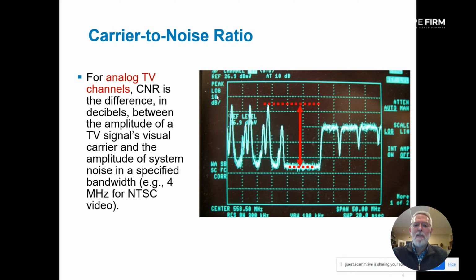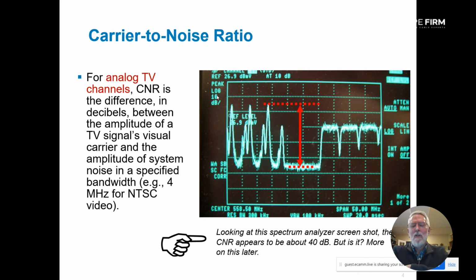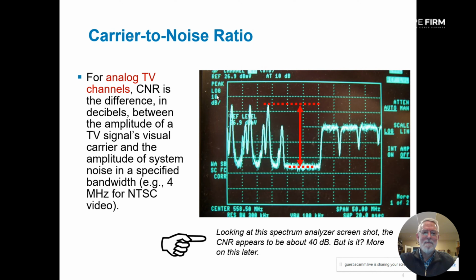Interestingly, if you check Part 76 of the FCC rules, it says that the noise measurement has to be done in a 4 megahertz bandwidth or corrected to a 4 megahertz bandwidth. If you look at this spectrum analyzer screenshot, I've got dotted lines there that correspond to the approximate amplitude of the visual carrier and the approximate amplitude of the noise floor. You look at this and you say, okay, that looks about 40 dB carrier to noise ratio, give or take a couple dB. And of course, the question then is, is it? We'll talk about this a little bit more later on.